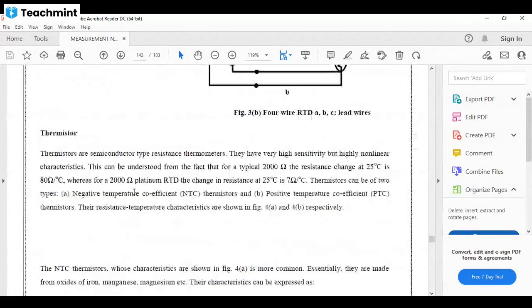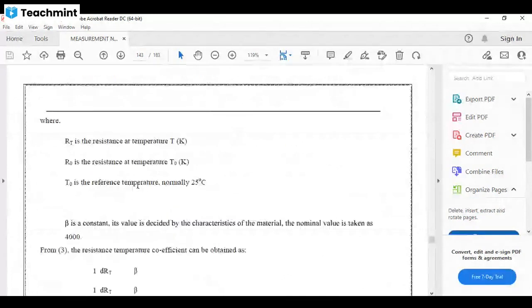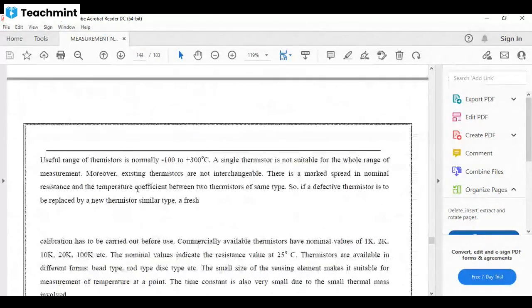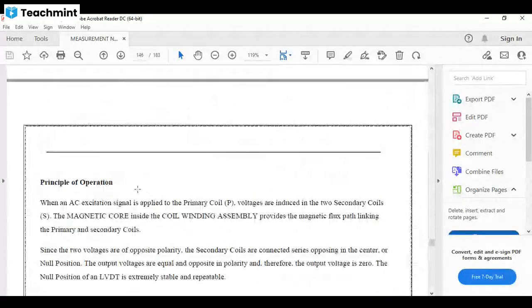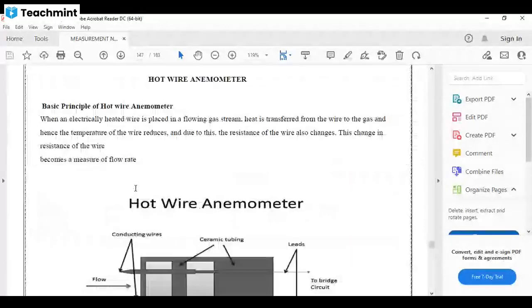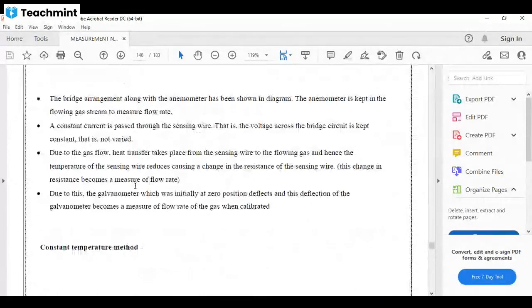Another method is the thermistor. A thermistor also follows the same properties, but here it is a semiconductor type. In this case, the change of resistance has a negative coefficient. A negative coefficient means that if the temperature increases, the resistance will decrease. The procedure is all the same. LVDT I already covered. Hardware and emitter already covered.